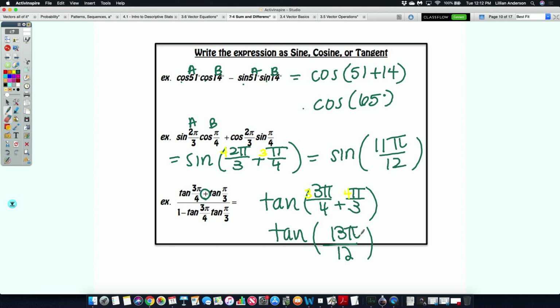Very good. And that's how you write expressions as sines, cosines, and tangents using identities as well. Again, if any one of these values after we've condensed it was a value on your unit circle, then you will want to keep going and actually find the tangent of those. But that's how you use your sum and difference identities.